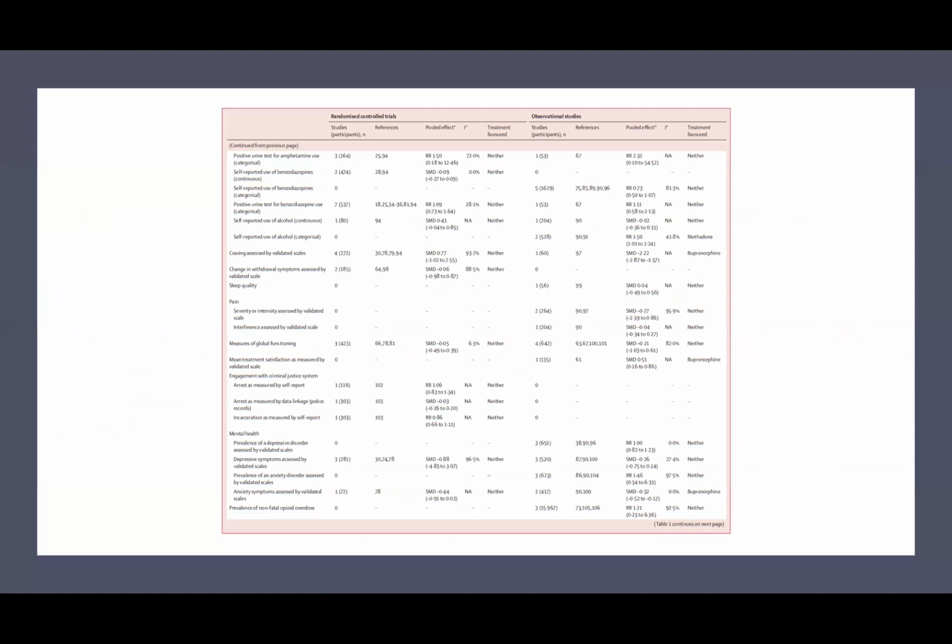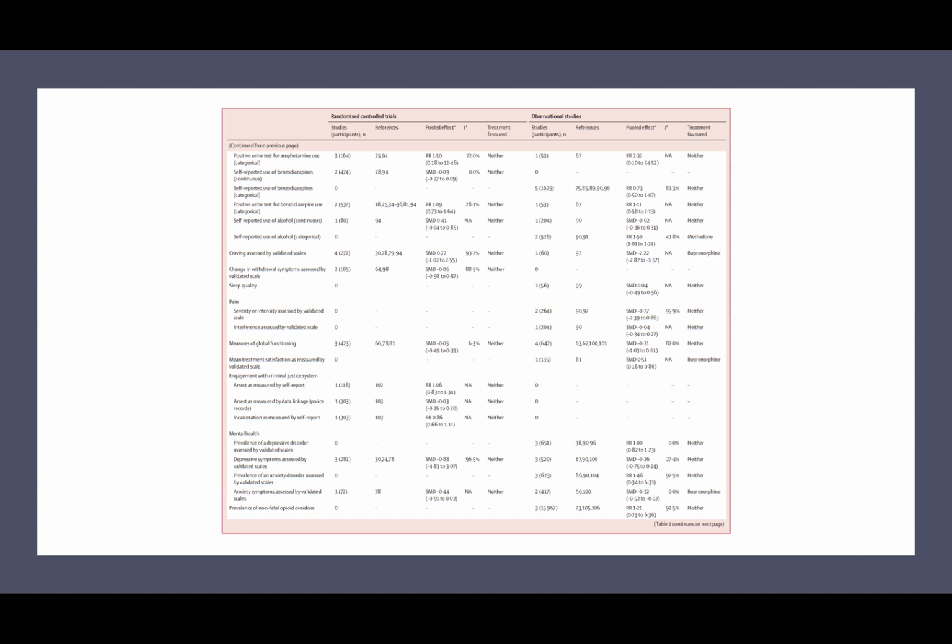And this is kind of small, so I apologize, but to continue looking at other drugs, including benzodiazepines and alcohol use, really the main difference here is you see the self-reported use of alcohol in observational studies. There seems to be a decreased rate of alcohol use in methadone versus buprenorphine treatment. For craving, no significant difference in the RCTs, but observational studies seem to favor buprenorphine for a decreased craving as rated by scales.